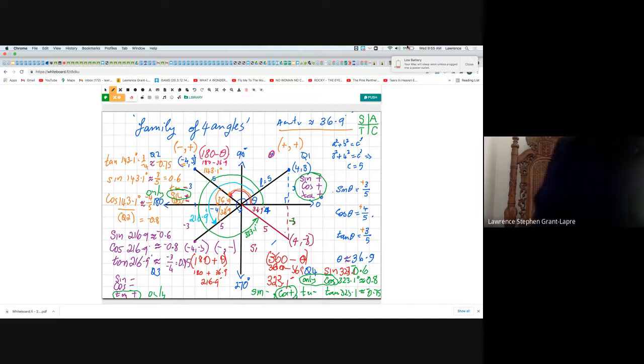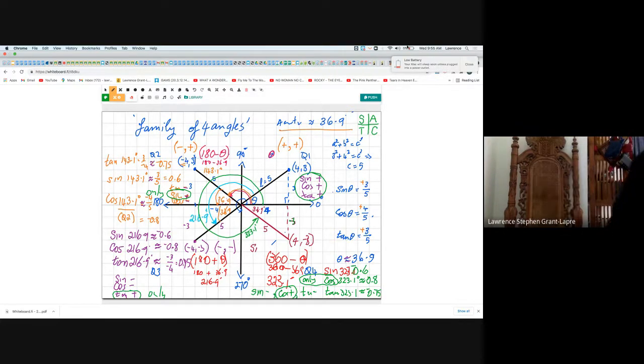I need to put charge in my computer, otherwise the battery's going to go flat.